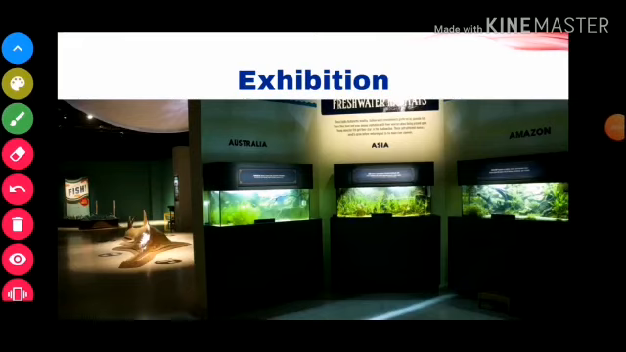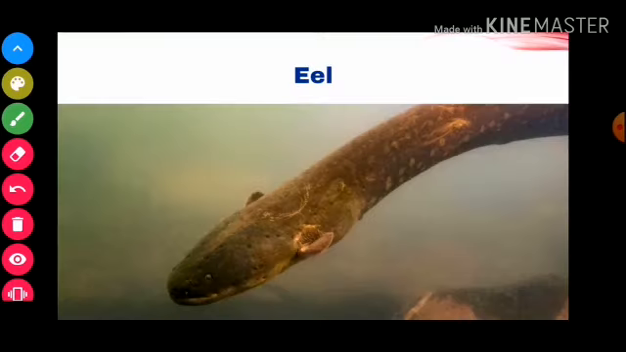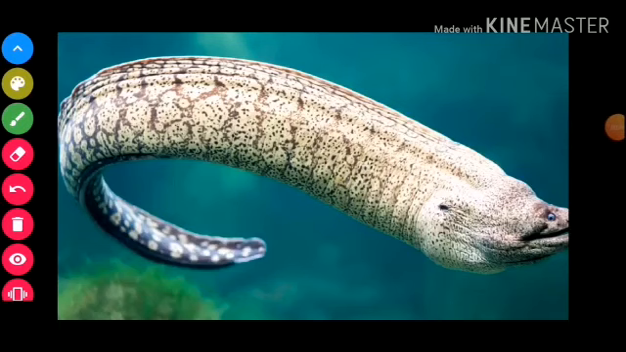Exhibition, which means معرض. هذه الصورة معرض للأحياء البحرية. This is also an exhibition. Eel, which means نوع من أنواع الأسماك يسمى سمك الإنقليس. This is another kind of eel.